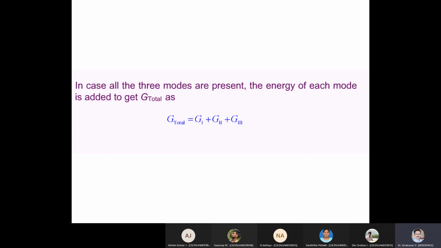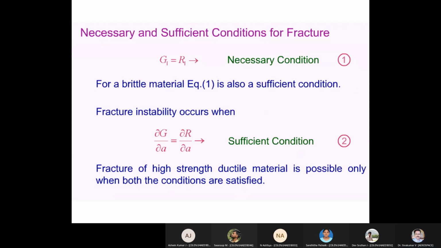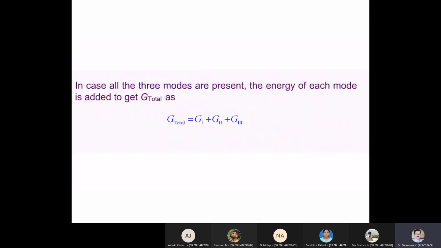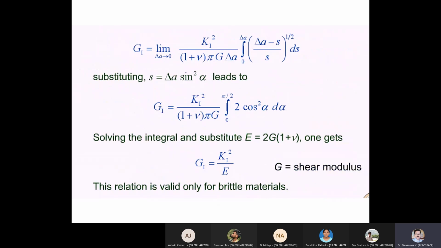Suppose in any crack propagation I have all 3 modes existing, then I have to add all 3 modes, G1, G2, G3. It's not necessarily true that every crack will have only one component. I told you some time back, it can be any combination of the 3 crack modes. Sometimes the response can be all 3 modes. These things I will take up later. I can stop right now. If you have any doubt, you can ask me.